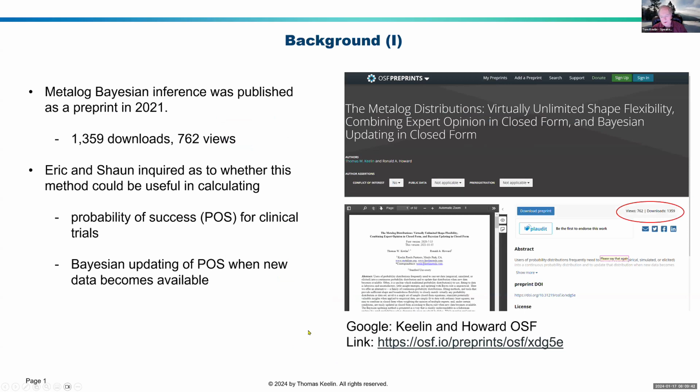In 2021, as most of you know on this call, Ron Howard and I published a preprint paper on Bayesian updating using Metalog distributions. It's had more than 2,000 downloads and views together, but who knows what that means, because we have received very little feedback on this, so we don't really know whether people are actually reading it or not. Nevertheless, Eric and Sean knew this paper was out there and inquired of me as to whether this method could be useful in calculating probability of success for clinical trials, and also the Bayesian updating of probability of success when new data becomes available. These are great questions. We got engaged in a wonderful conversation over the last couple of months, and this seminar is how that has been brought to conclusion.